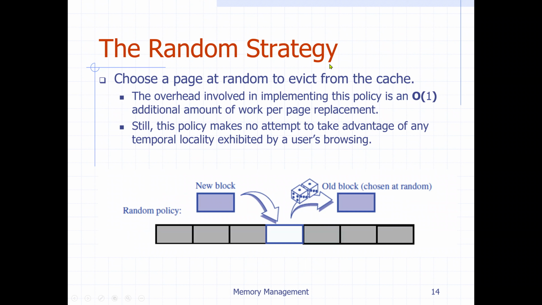So here we have the random strategy. We choose a page at random to evict from the cache. The overhead involved in implementing this policy is big O(1), an additional amount of work per page replacement. But still, this policy makes no attempt to take advantage of any temporal locality exhibited by the user's browsing. So we can see the random policy: a new block comes in, we replace it with the old block chosen.